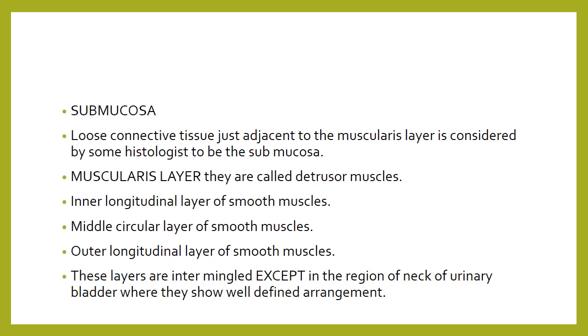And what is the arrangement of the smooth muscles? It is the same as we have studied in the ureter, that is the inner longitudinal, middle circular and the outer longitudinal layer of smooth muscles. These layers are intermingled throughout the urinary bladder, except in the region of the neck of the urinary bladder, where they show a well-defined arrangement of all these three layers.